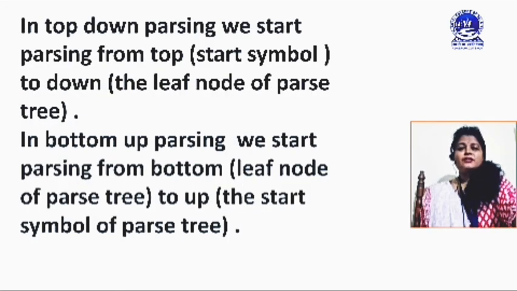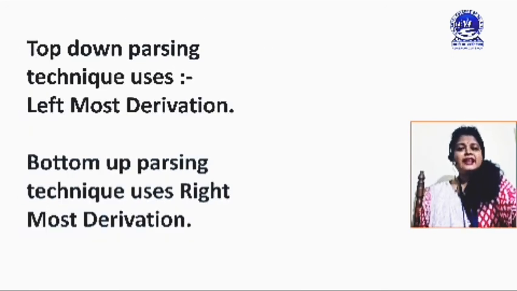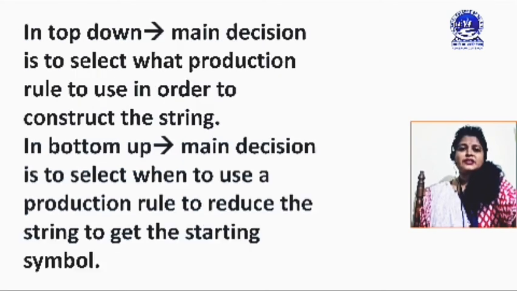Then we are going to discuss the second difference. In top-down parsing, we start parsing from top or start symbol, but in case of bottom-up parsing, we start parsing from bottom or leaf node. Then the next one, top-down parsing techniques use leftmost derivation, whereas bottom-up parsing techniques use rightmost derivation. And in the previous class already I have discussed about what is leftmost derivation and what is rightmost derivation.